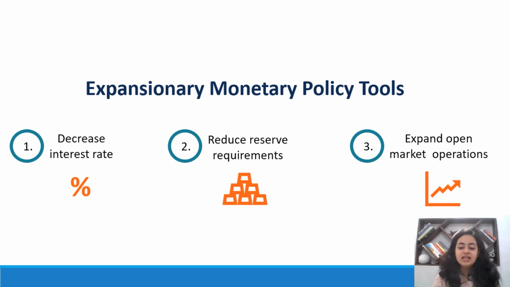Now, expanding open market operations. As previously discussed, open market operations are when the central bank is dealing in the open market by buying and selling securities. So when it is buying more and more securities, that means it is taking the securities back from the public and giving them the funds, giving them more liquidity and more monetary power.